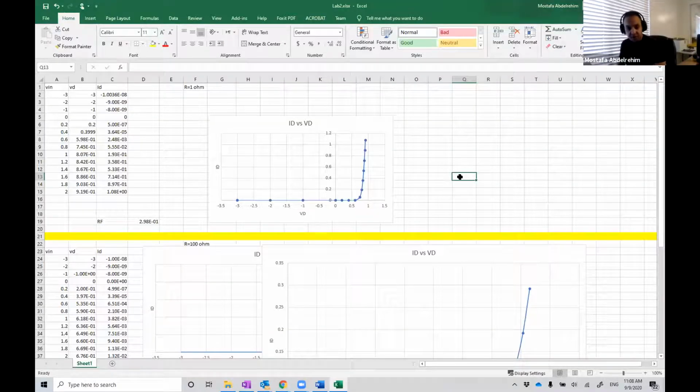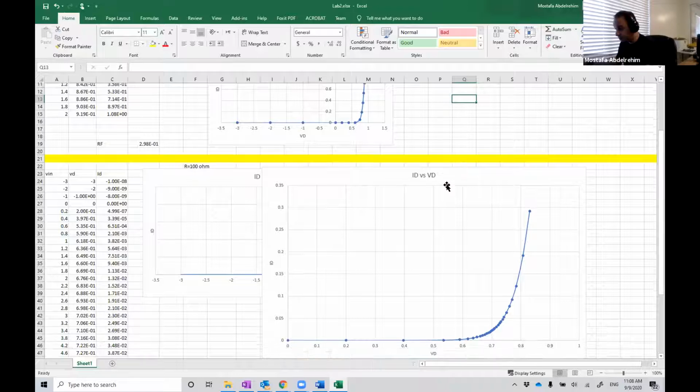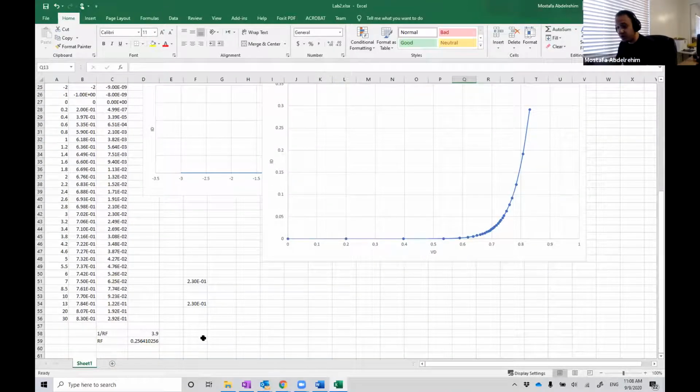Sweep the input voltage, and get the values of the current ID and the values for VD. Put them in the table and draw that plot here. And calculate the forward resistance for the last 3 points here. One note here before we go forward: this is 0.2 ohms. Very, very small resistance.